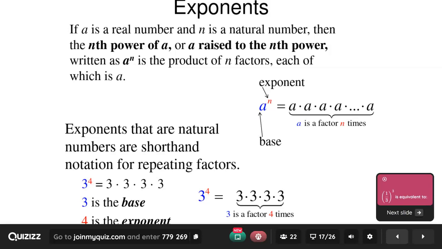Exponents are just repeated multiplication. We have our base and we have our exponent. The base is the thing that gets multiplied over and over again. The exponent says how many times I'm going to do that process. So here we have 3 to the 4th power is 3 times 3 times 3 times 3. 3 is my base, 4 is my exponent. I'm multiplying 3 by itself 4 times. 3 is a factor 4 times.